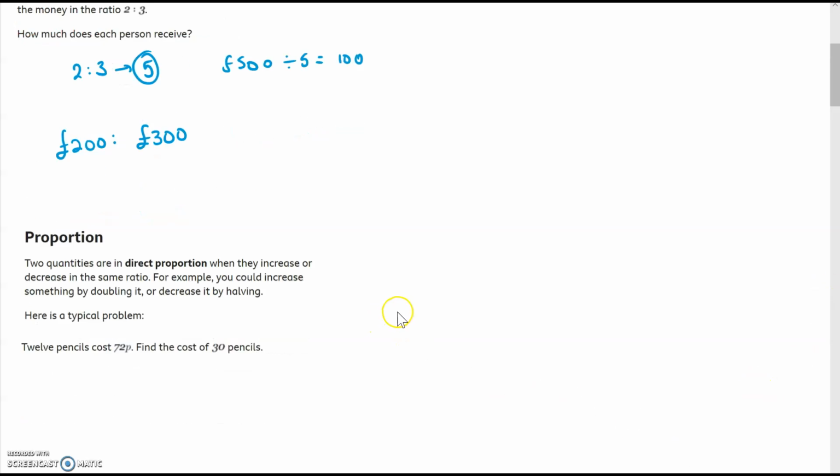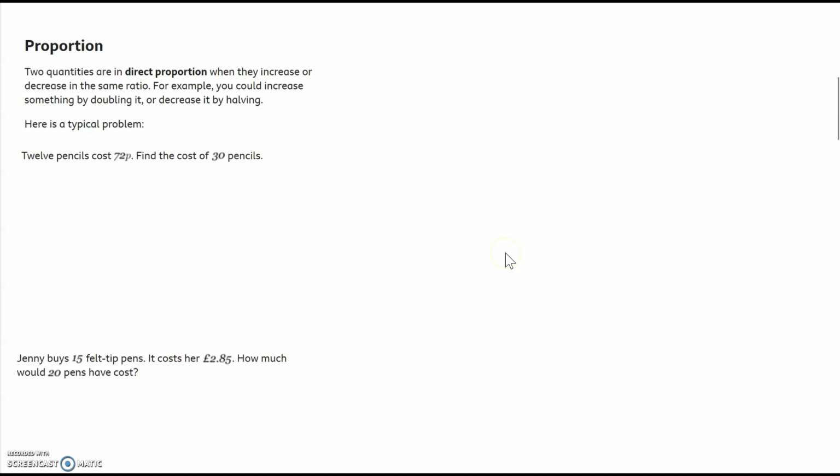Two quantities are in direct proportion if they increase or decrease by the same ratio. So, for example, if something's in proportion, if you double it, then something else doubles. If you halve it, then something else halves. So when they increase or decrease, it's by the same ratio.